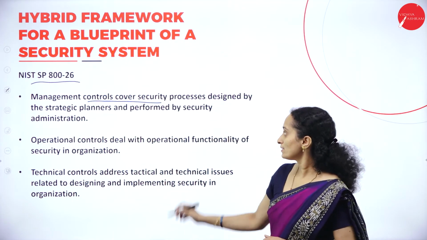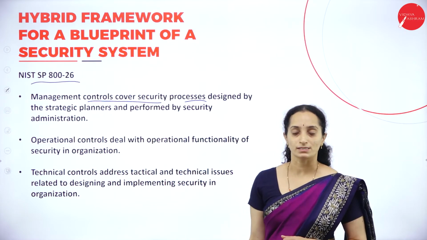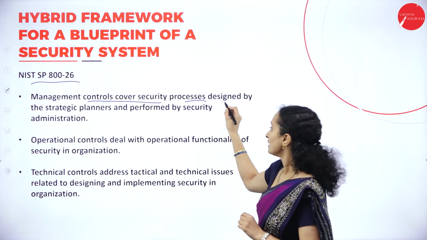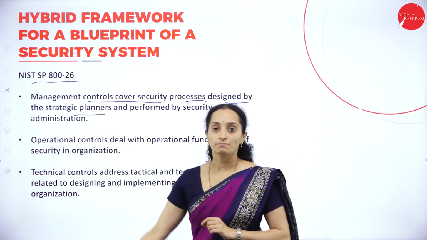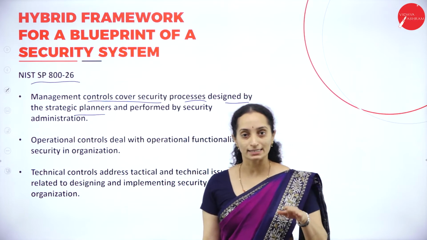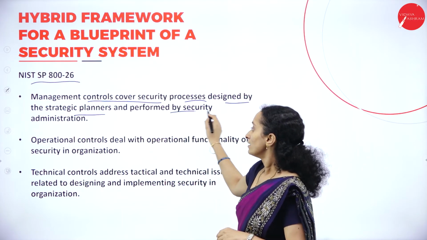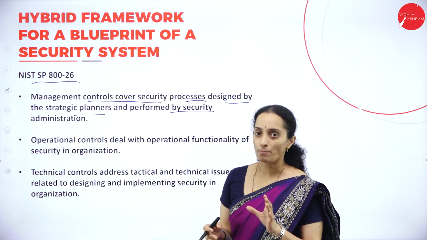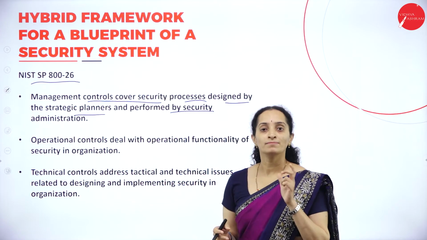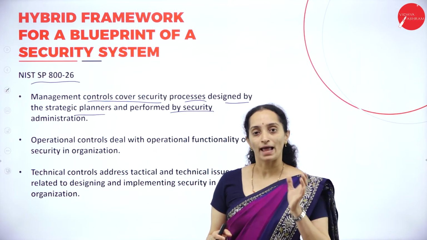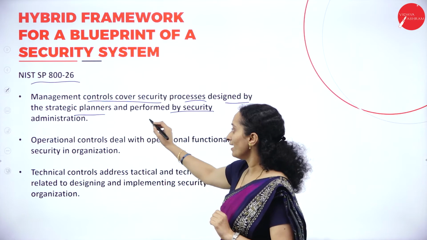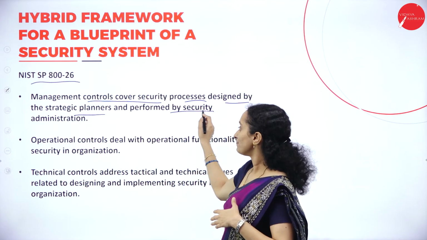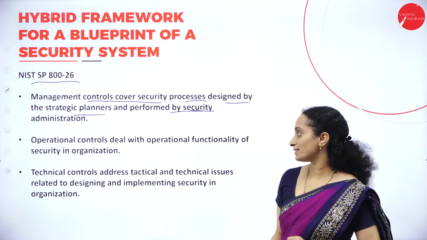Management controls cover security processes. Management is responsible for having a security process designed by the strategic planners. They must take the help of strategic planners and it must be implemented by security administration. The top management is responsible for implementing or planning security for the data. With the help of strategic planners, they must have a plan and it must be implemented by security administration.